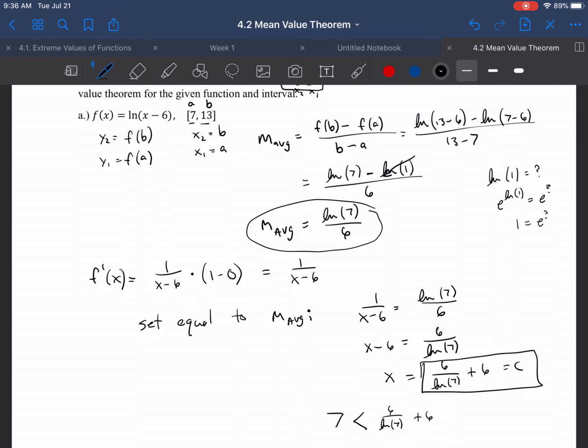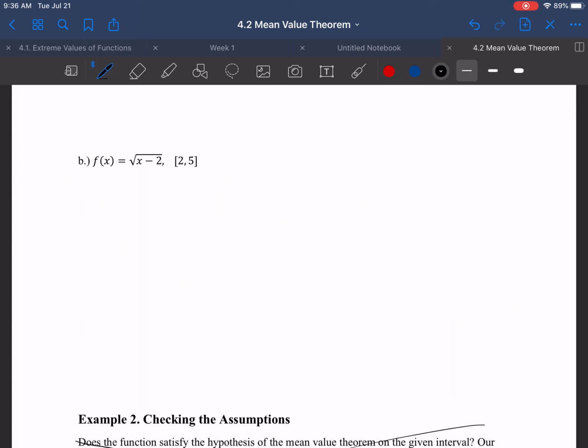Type it into a calculator, see what value you get. You can find it's greater than 7 and less than 13. So it is actually in that interval if you try it. Okay? The next one I'm going to leave for you to try. So you try and then take a look in the notes where I will have solved it.